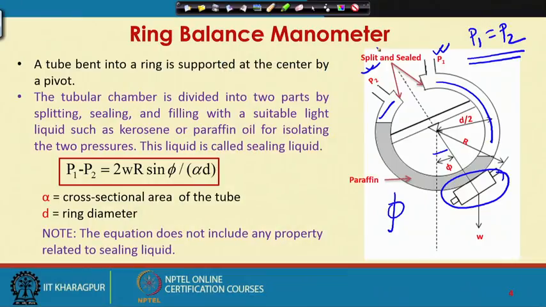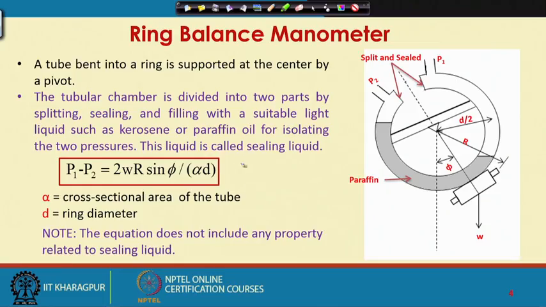So, when P1 is equal to P2, the angular rotation will be 0, because the ring will show no rotation. But when P1 is not equal to P2, that means the ring balance is connected to two different pressure sources. There will be a net torque which will try to rotate the ring. Let this rotation be measured by angle phi. So, this phi is a measure of the differential pressure P2 minus P1.